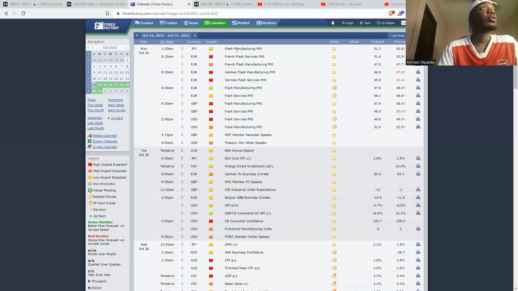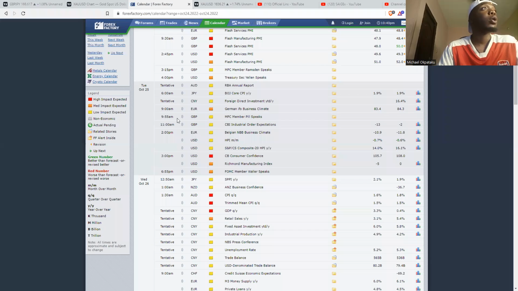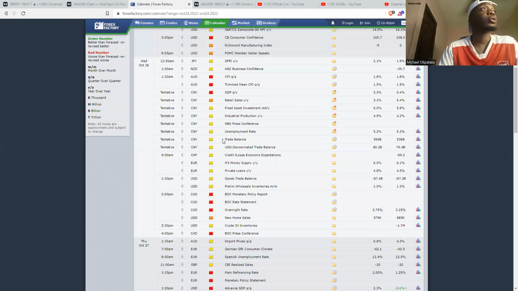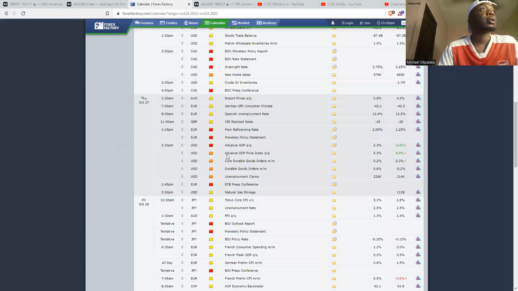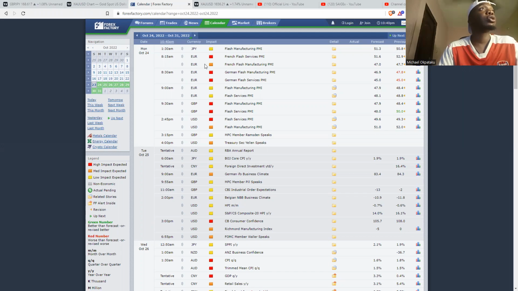Now you can see on Monday, it's all red folders from as early as 8 till 2 p.m. The London and New York sessions are all red folders. Then we have another red folder on Tuesday, which is USD. Then on Wednesday we have AUD news. Thursday you can see. Since Monday is choked like this, you need to be mindful and careful about the trades we're going to be taking on Monday.